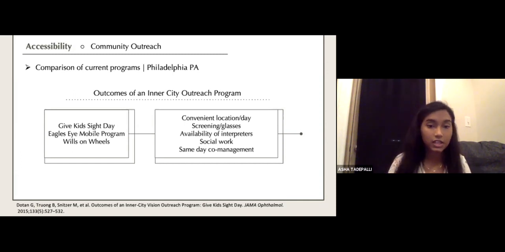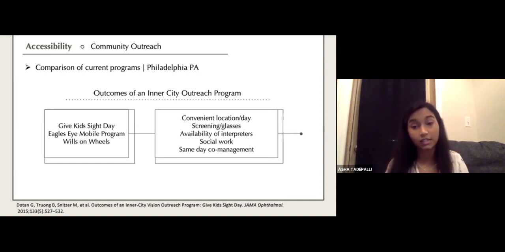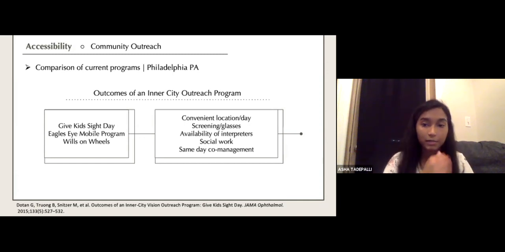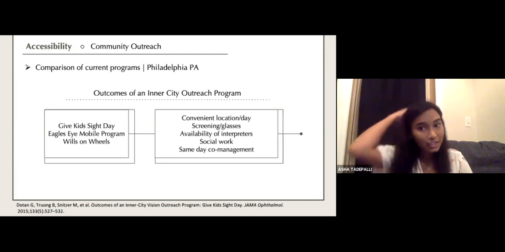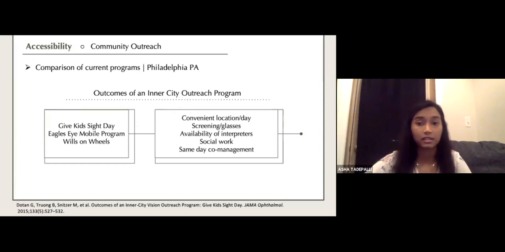And then children whose vision can't be corrected optically, or who are considered to have some other disease process going on, have a full ophthalmic exam that day with a provider that's available. Additionally, as Dr. Harewood had mentioned, social work was available. So social work became immediately involved during Give Kids Sight Day because of other programs, including Eagle's iMobile program and Wheels on Wheels, which I'll talk about in a second. But they were able to assist all children who needed continuing care and resolve any issues that might prevent them from coming back to the clinic.